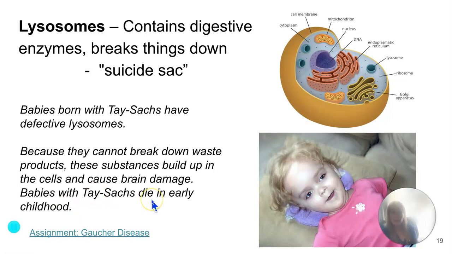Okay, the next one that we're going to talk about is lysosomes. Lysosomes contain digestive enzymes and they break things down. They will not survive the process. So sometimes people refer to them as a suicide sac inside the cell. Try saying that 10 times fast.